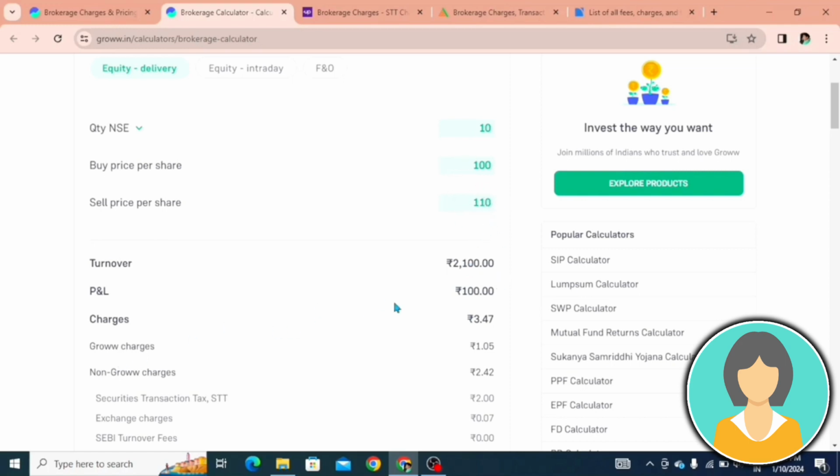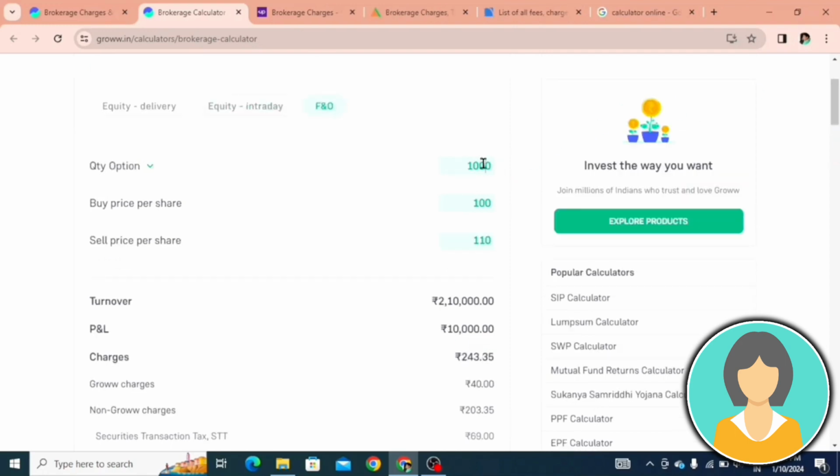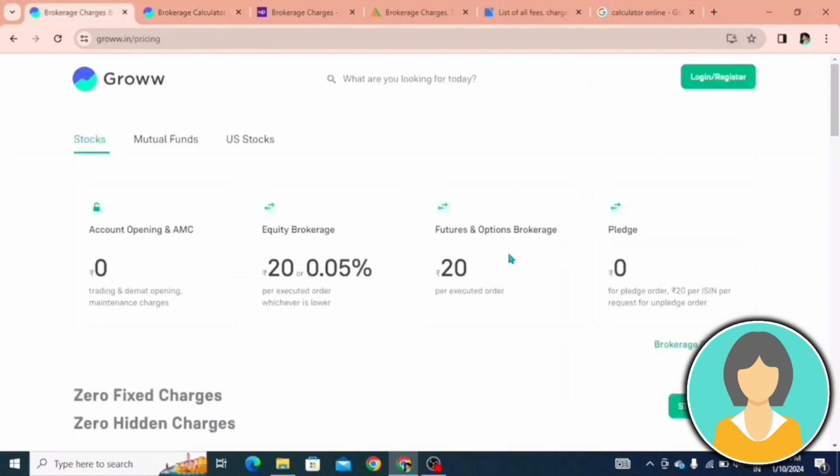In this case, the calculated amount is applied, or if it exceeds 20 rupees, a flat 20 rupees brokerage is charged. Now, when it comes to futures and options, whether you trade with a quantity of 10 or 100, your brokerage will only be 40 rupees. The turnover can be as low as 2100 rupees or as high as 2 lakh rupees, but your brokerage charge will be a flat 20 rupees on both the buying side as well as the selling side.